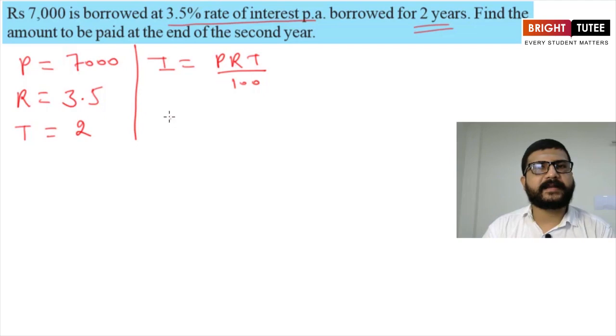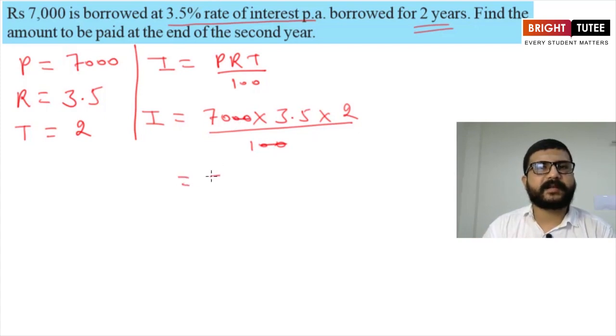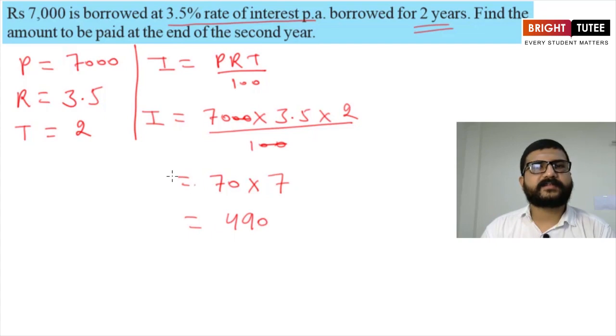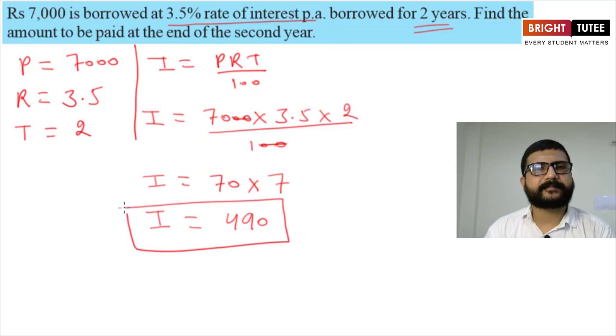Now values of P, R and T are already given to us. So interest will be equal to 7,000 into 3.5 into 2 divided by 100. Now we can simplify this. We can cancel these two zeros with these two zeros. Now we are left with 70 into 3.5 into 2. This will give us 7. Now from here we will get 70 into 7 will be 490. So the interest to be paid after 2 years will be rupees 490.